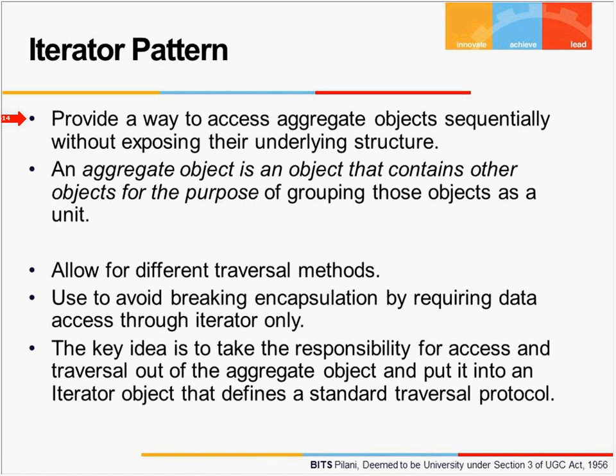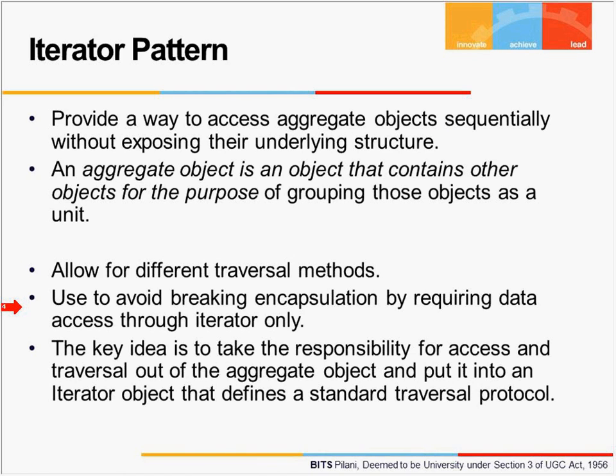And what does the iterator pattern do? The iterator pattern aims to provide a way to access aggregate objects sequentially, right? It's important that it provides a way to access these objects sequentially without exposing their underlying structure. It allows for different kinds of traversal methods to avoid breaking encapsulation by restricting data access to the iterator only, right?